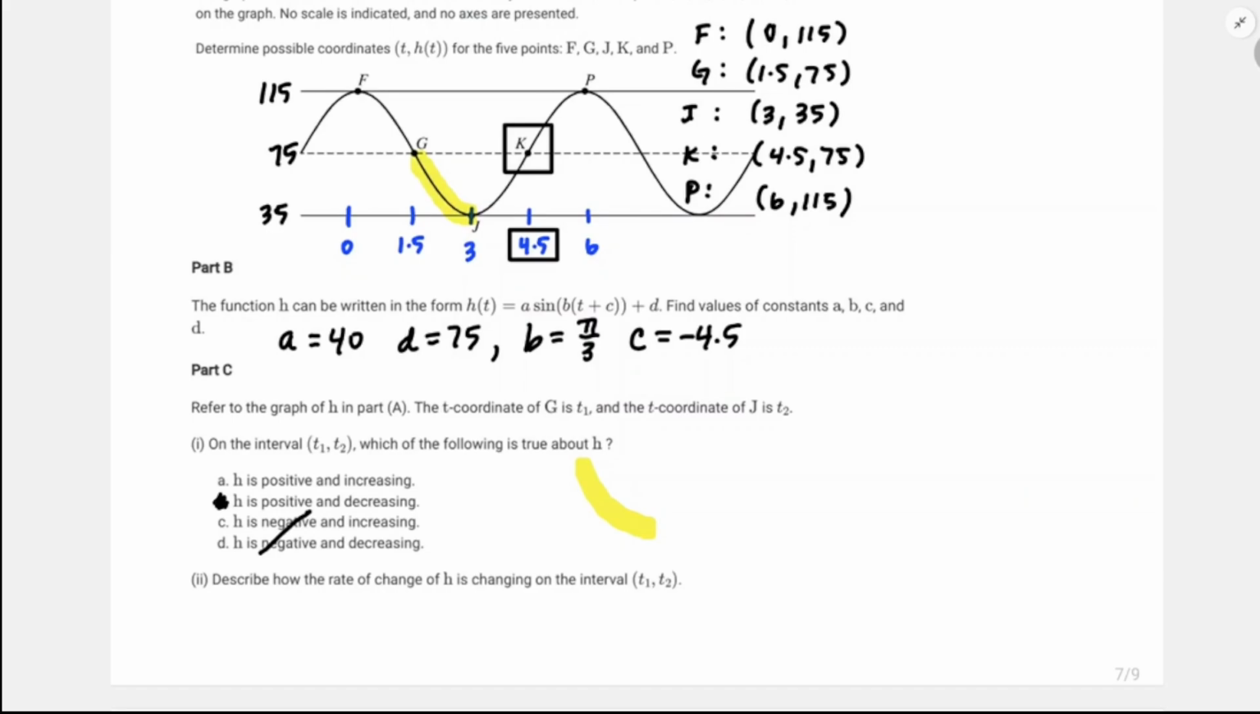And then how the rate of change of h is changing, that's going to have to do with concavity. That's concave up. So I'm going to respond that the rate of change of h is increasing, because that's what it means to be concave up.